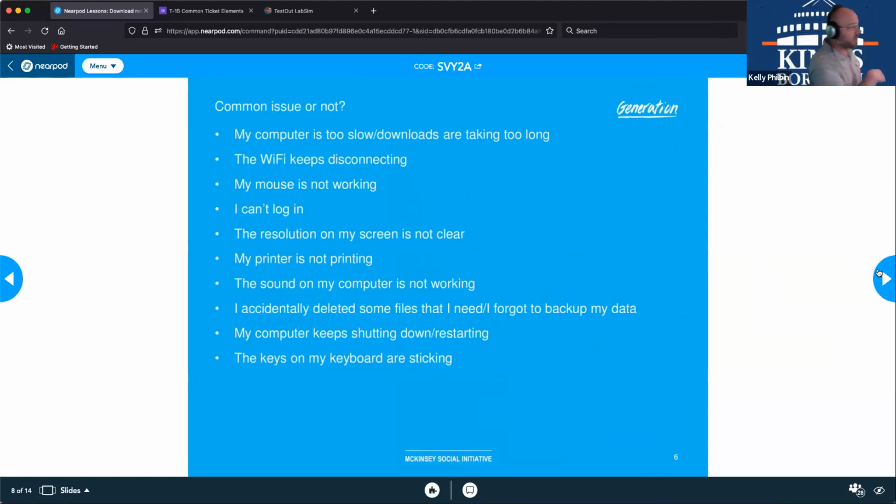SK, the Wi-Fi keeps disconnecting. Is that a common problem or an uncommon problem? Common. Very common. Devin, I can't log in. Common. Way more common than we wish. Madison, my mouse isn't working. I want to say it's common. Mouse may be less common, but touchpad for sure.